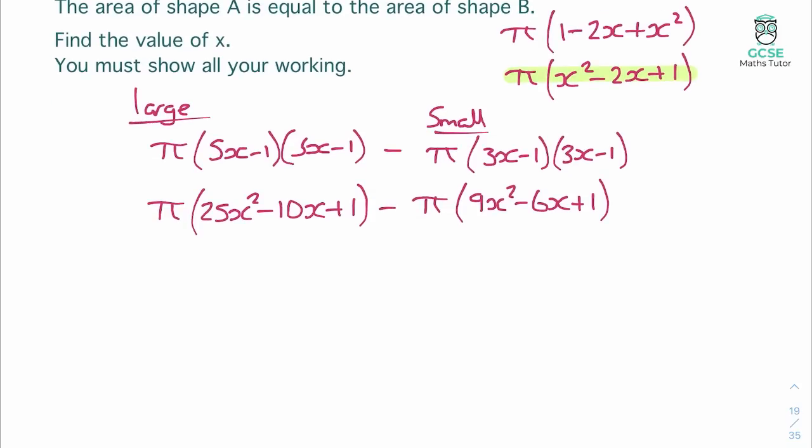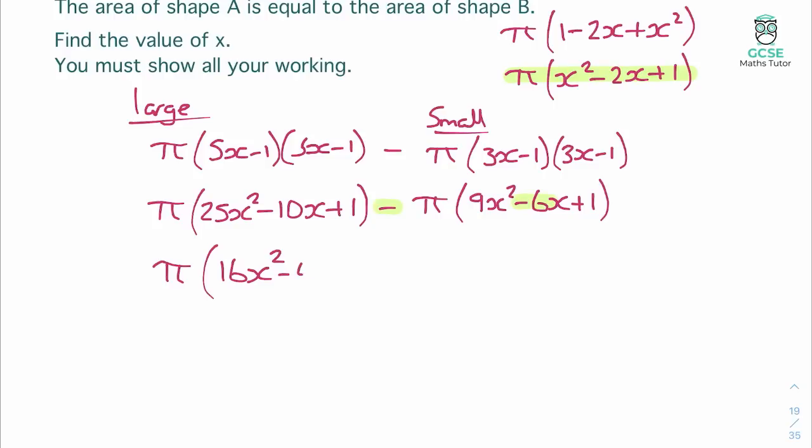Okay, so if we were to take these away from one another, let's take away the parts of the bracket. So we'd have pi lots of 25x squared, take away 9x squared is 16x squared. Negative 10x, take away negative 6x. We've got this negative again. That's not very nice. Negative, take away negative 6x, so that adds 6x.